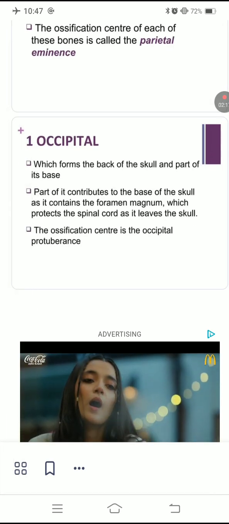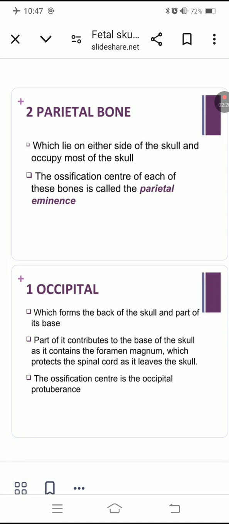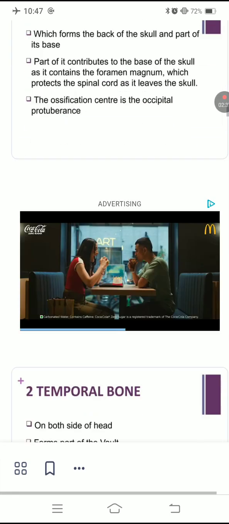Next, occipital bone, which forms the back of the skull and part of its base. Part of it contributes to the base of the skull as it contains the foramen magnum, which protects the spinal cord as it leaves the skull. The ossification center is the occipital protuberance.